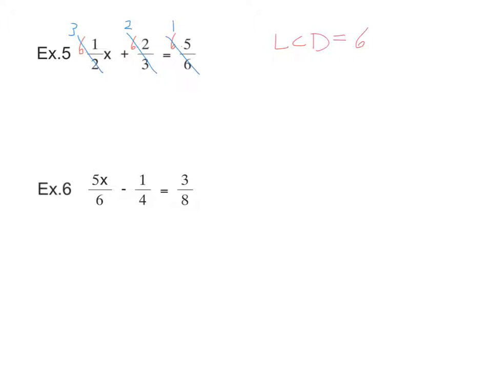This 2's gone, 3 is gone, and so is the 6. I'm only left with the numerators. 3 times 1x is 3x. 2 times 2 is 4. 1 times 5 is 5. It's taken this really difficult equation with fractions and turned it into something that's just a two-step equation, where the answer is 1/3.